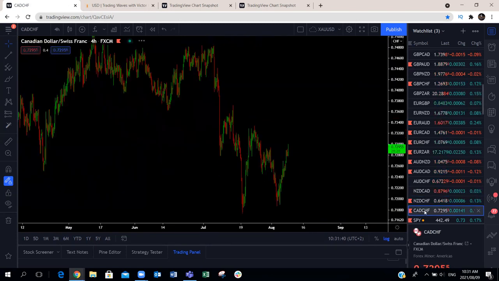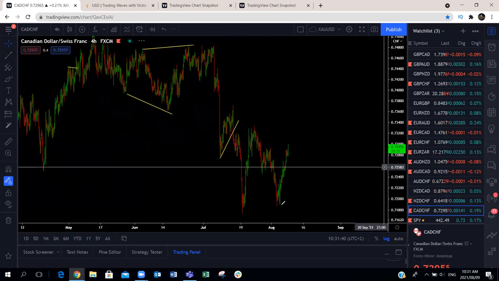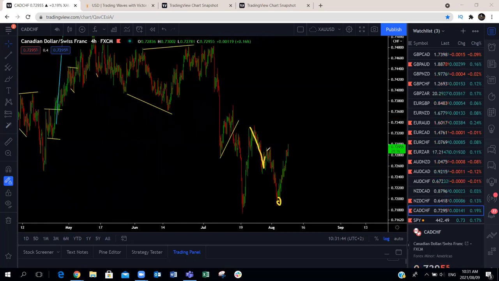CAD Chief, we had a blue box here at the bottom. Last week, blue box trade setup. We focused it here. We are now currently here, expected to continue up higher.